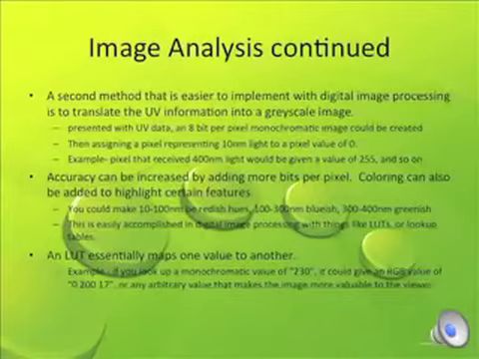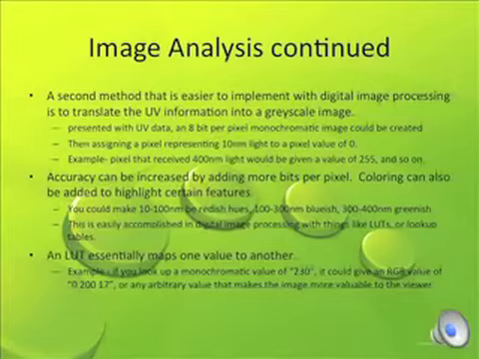Another way to do it, which is easy to imagine in digital image processing, is to assign the low end of the image a digital value of 0, and the high end the maximum value. So if you're dealing with an 8-bit image, it would be 255. So 10 nanometer light would be black, and 400 nanometer light would be white.